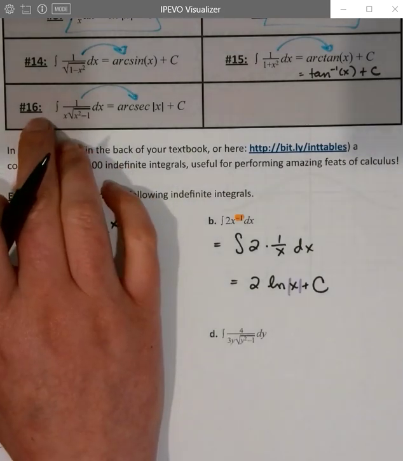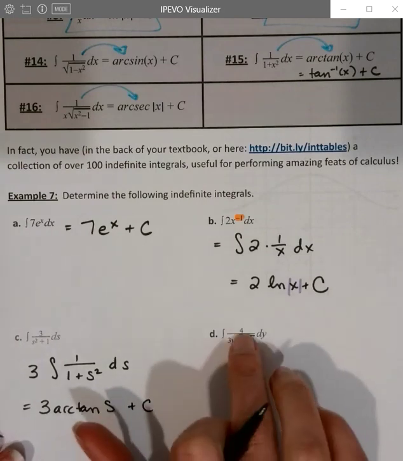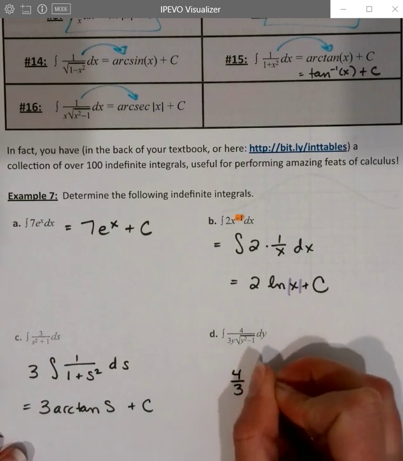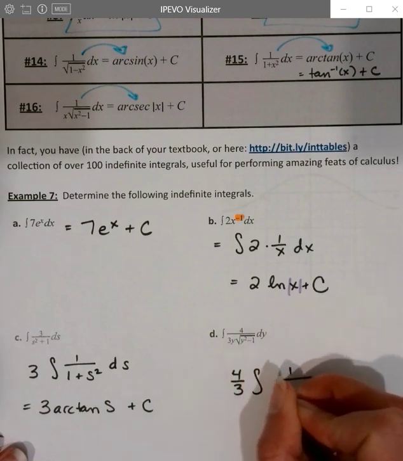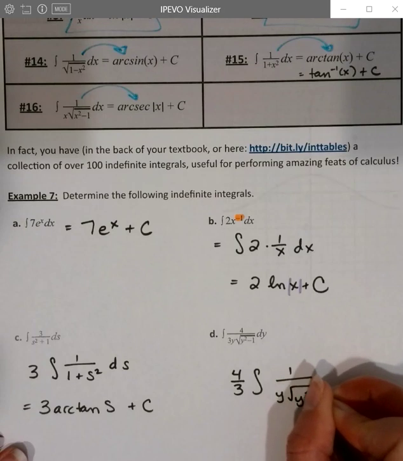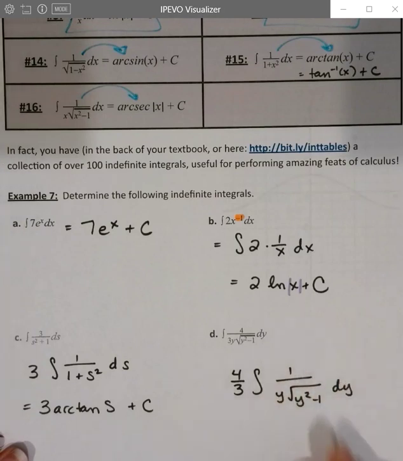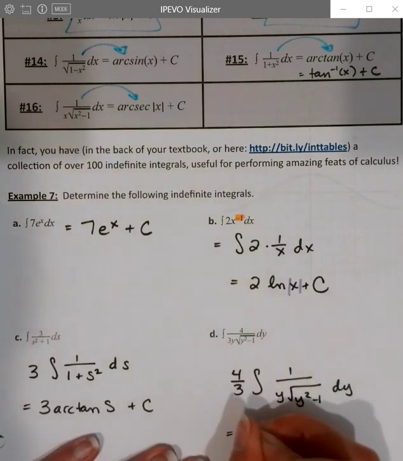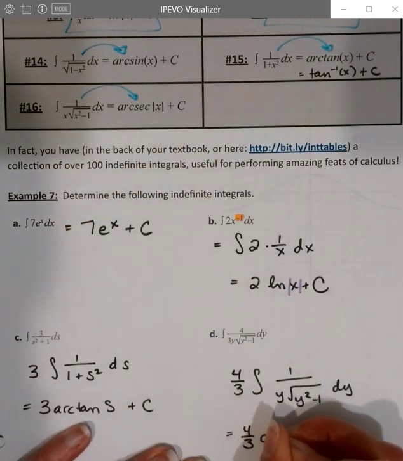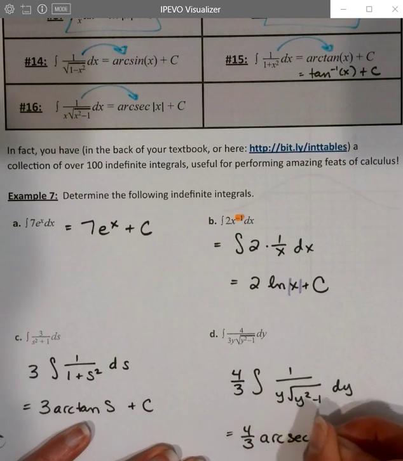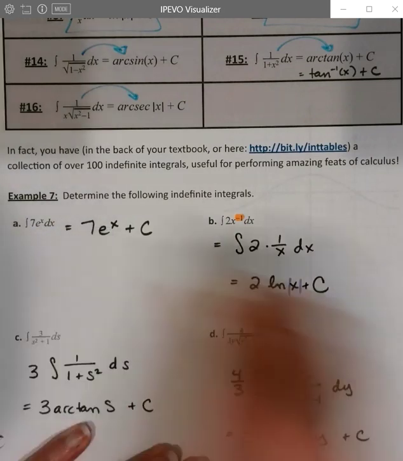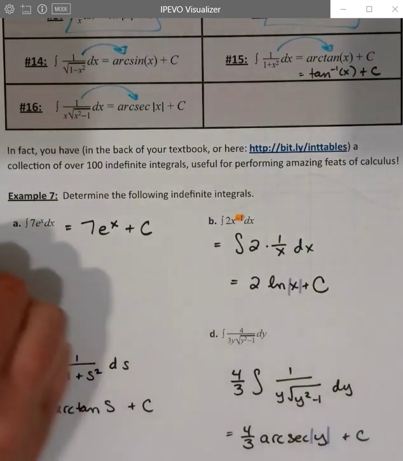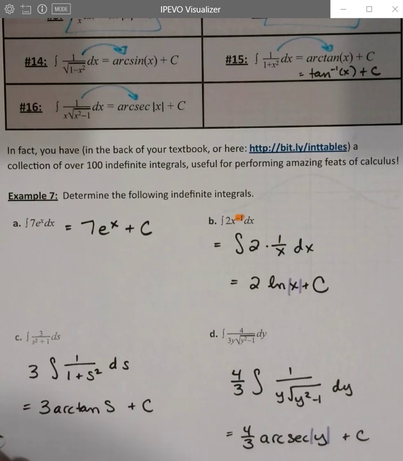Okay, and then our next one looks most similar to number 16. I've got a couple extra numbers, but they're really just constant multiples, a multiple of 4 on the top and a multiple of 3 on the bottom. So I can pull out 4/3. This is 4/3 times 1 over y square root of y squared minus 1 dy. Now that looks exactly like something that's going to integrate into arc secant. It's just going to be 4/3 times arc secant of y plus c, and again, same deal on that one. The arcsecant has got to have a positive input. Normally we are lazy with those absolute value bars there as well.